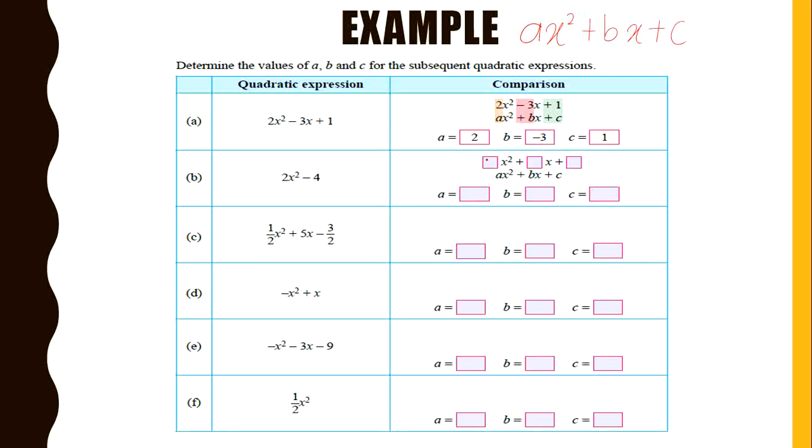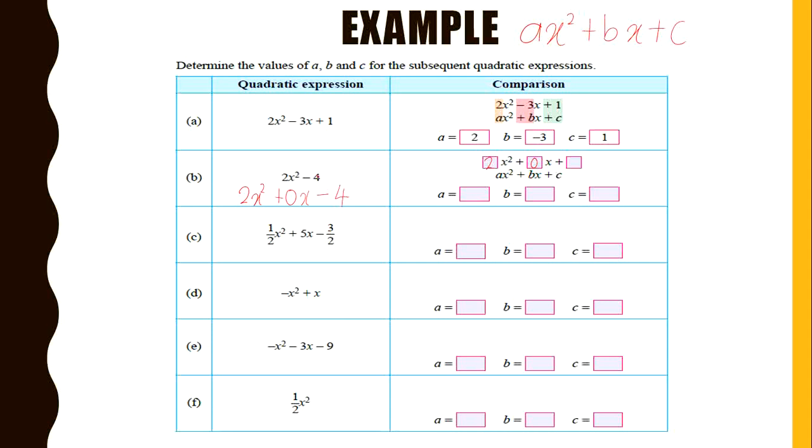Okay, so kita letak kat sini. Yang duduk dengan x square is 2. Ada tak yang duduk dengan x? Okay, kalau tak ada yang duduk dengan x, actually dia punya expression is 2x square plus 0x minus 4. Tak ada yang duduk dengan x kat sini kan? Kalau tak ada tu maksudnya 0 lah yang duduk dengan x tu. So, the value for b is 0.